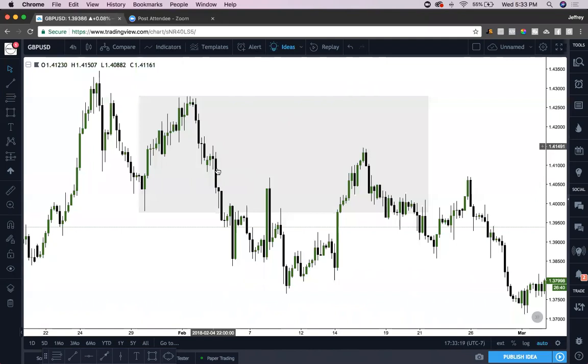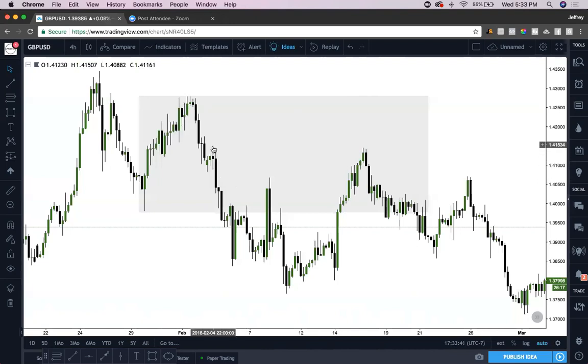This was a swing that broke market structure too. So I mean, you can use this as well. I'm just using the full swing. So this is like if you do an A, B, C, D pattern or whatever, this is A, B, C, D, right?